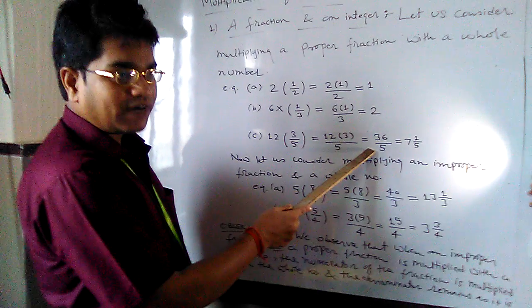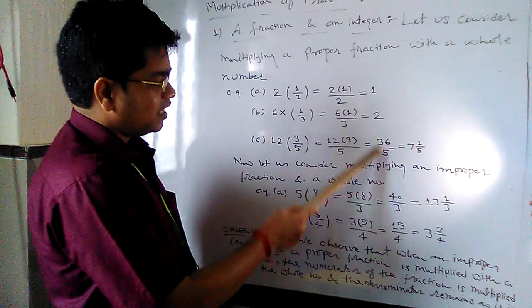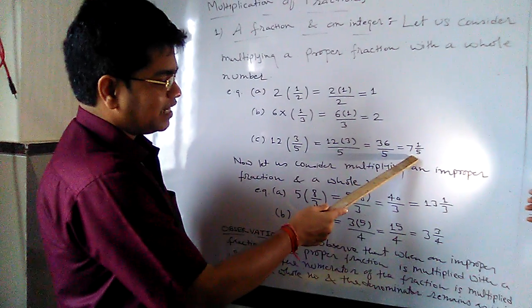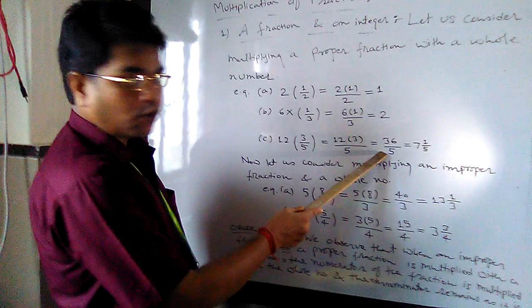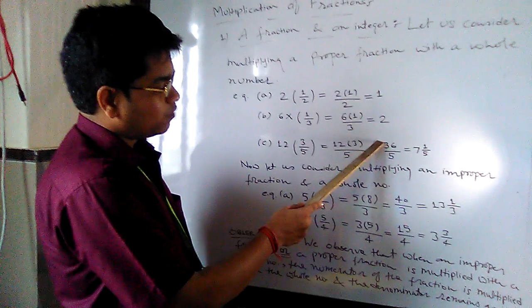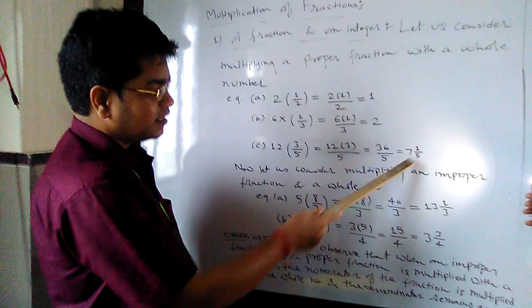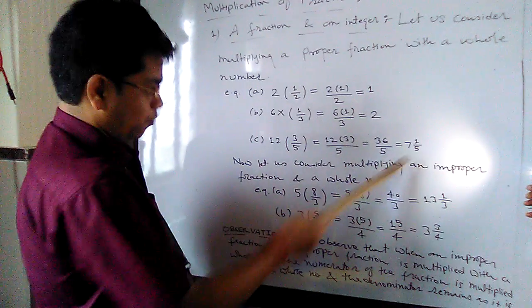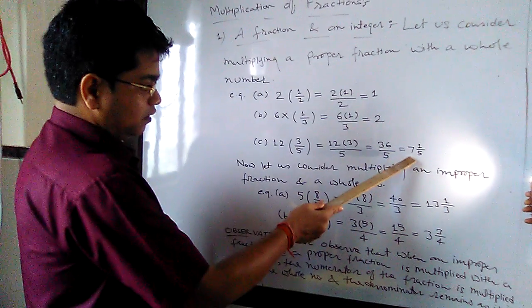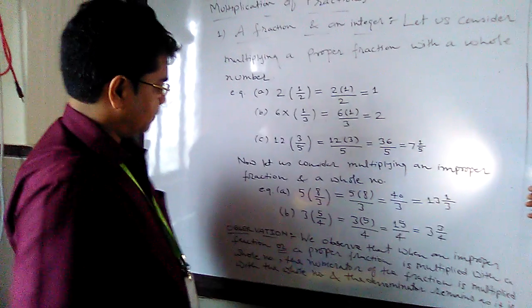Now, there is no common factor between numerator and denominator, so we can leave it as it is, or we can write in mixed fraction form. See, this is improper fraction. Why? Because numerator is greater than denominator. So this is improper fraction, and this is its mixed fraction form. Integer followed by a proper fraction.